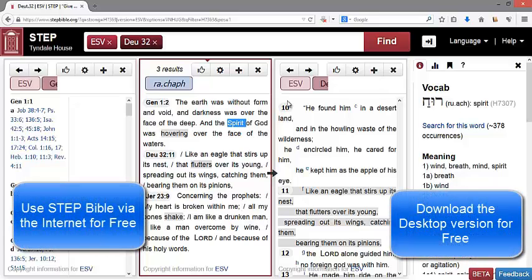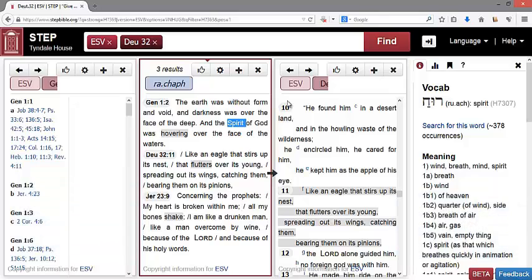With that in mind, why don't you give Step a try? Find that favorite passage, find that word that did not let you sleep last night because you wanted to know what it meant in the original, and find out. Enjoy your discoveries.